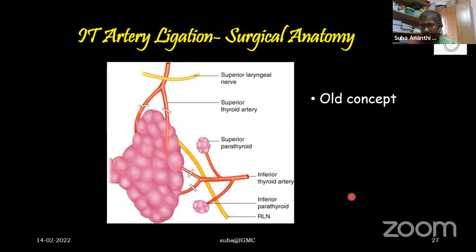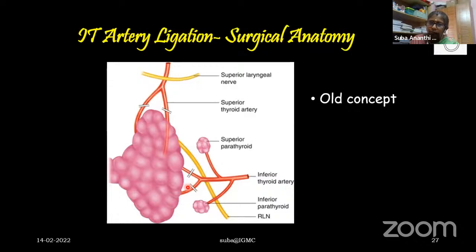It's an older concept. The newer concept, according to surgeon's view and even in Gray's and some of the latest textbooks, has changed. It's better to ligate the inferior thyroid artery close to the base, because the blood supply to the superior and the inferior parathyroid should not be compromised. If it is lost, it leads to hypoparathyroidism. Patient presents with tetany. So it's always ligate the inferior thyroid artery close to the base of the gland.